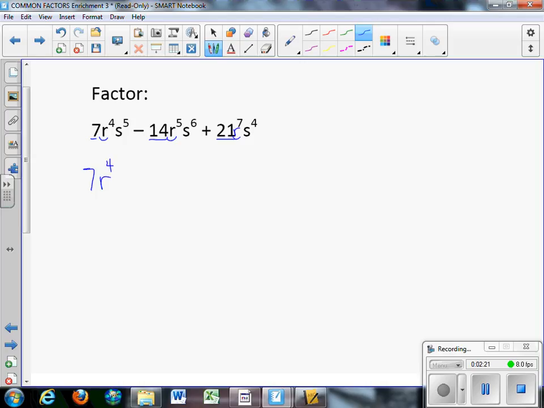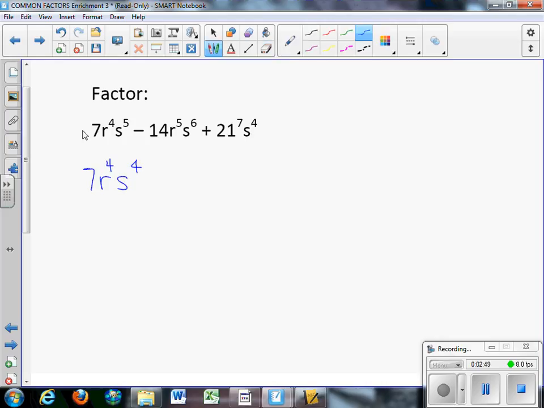Then if we look at the s's, we've got s to the 5th, s to the 6th, and s to the 4th. So we've got at least s to the 4th in each term, so we can factor that out. So 7r to the 4th, s to the 4th would be the greatest common factor for each term in our expression. So now I'm just going to erase the markings on this so we can go back to a clean question.